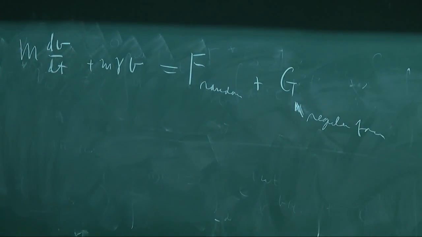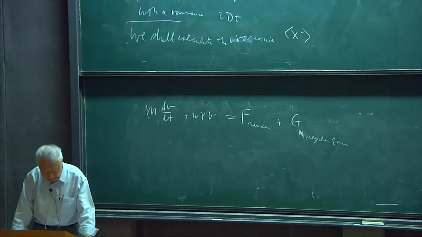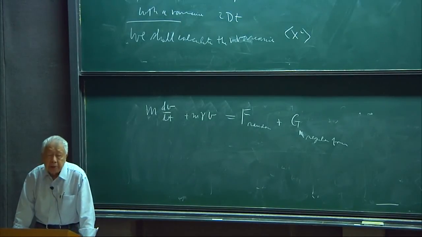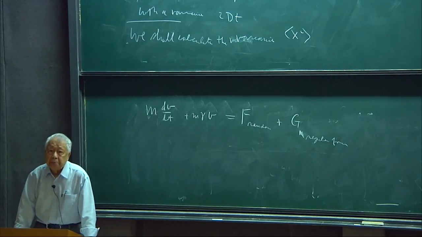If you turn on the G, sometimes you cannot solve this equation. We solve it by taking Fourier transform. But maybe G is very complicated, and you cannot take the Fourier transform. So how do you address that? You can solve it on the computer.